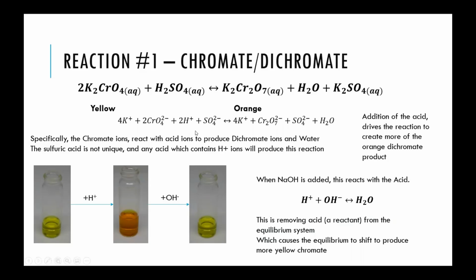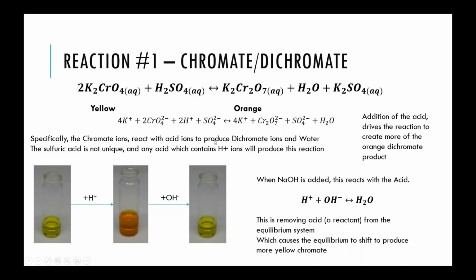In this case, the acid ion H+ can react with the chromate ions to form dichromate ions, or it can react with hydroxide to form water. In this way, it is removing some of the H+, and that is turning into water.